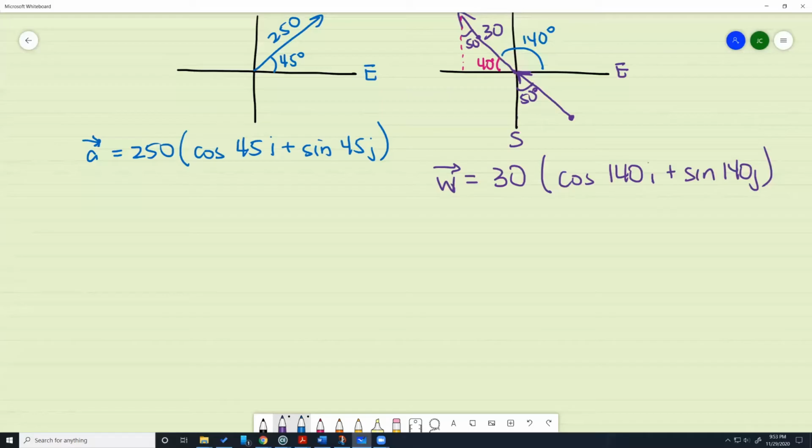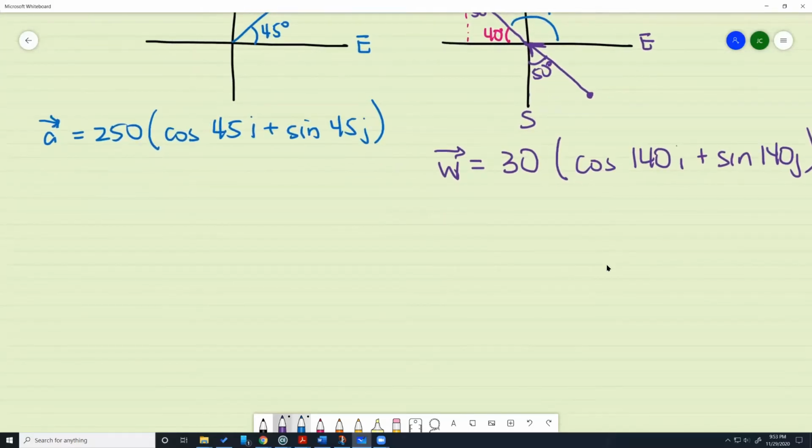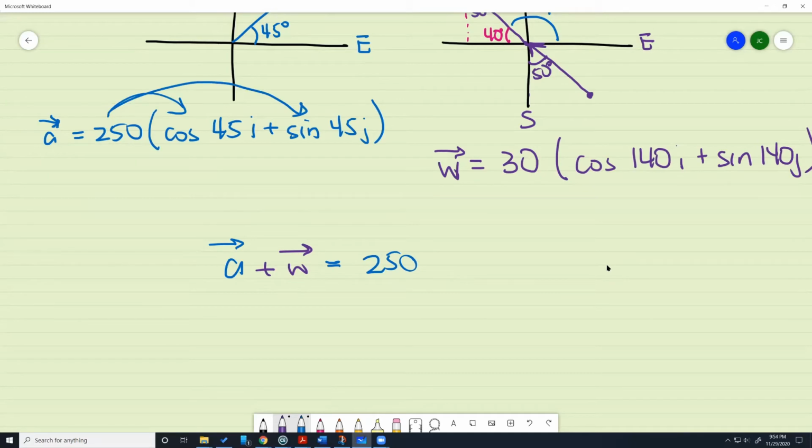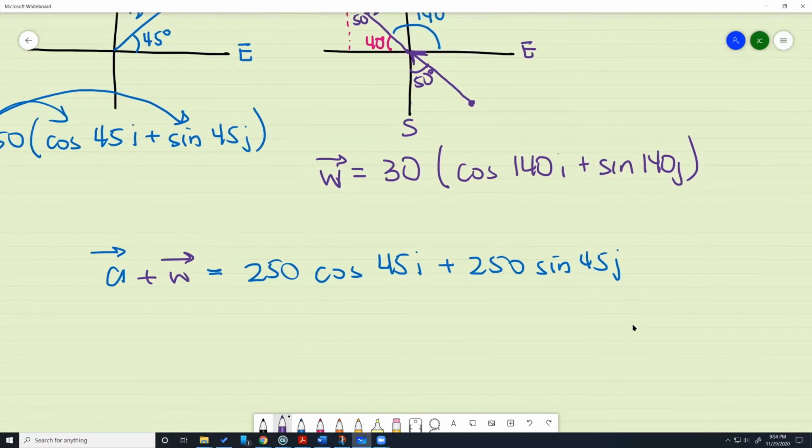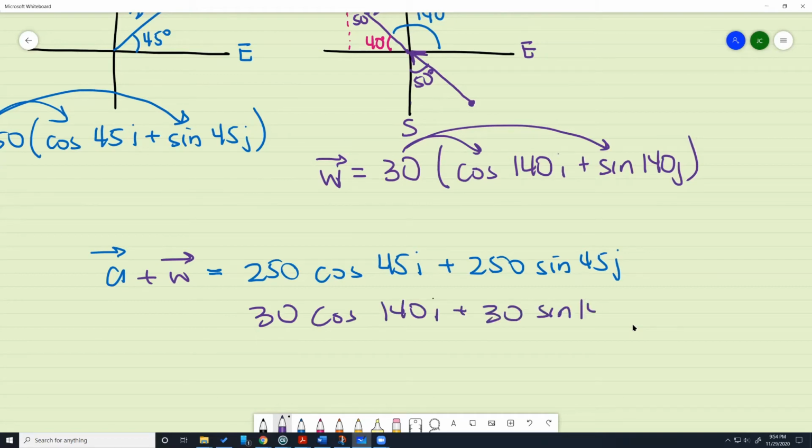So now I'm going to show the work where you add the two vectors together. It's going to look like this: the airspeed plus the wind speed. I'll write it vertically this time as well. 250, after I distributed 250 to both terms in the binomial, 250 cosine 45 i plus 250 sine 45 j. I'm going to do the same for the wind vector: 30 cosine 140 i plus 30 sine 140 j. The rest is just using the calculator.